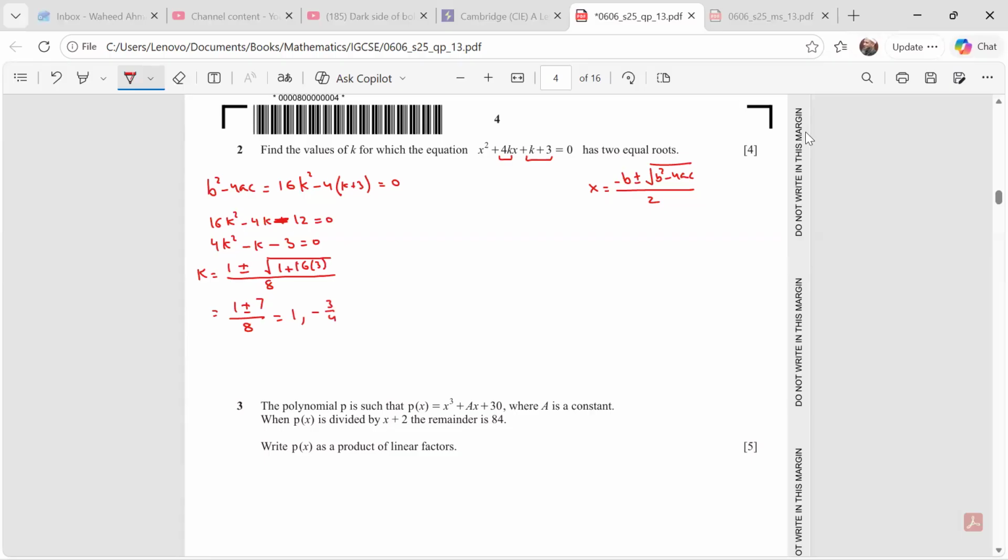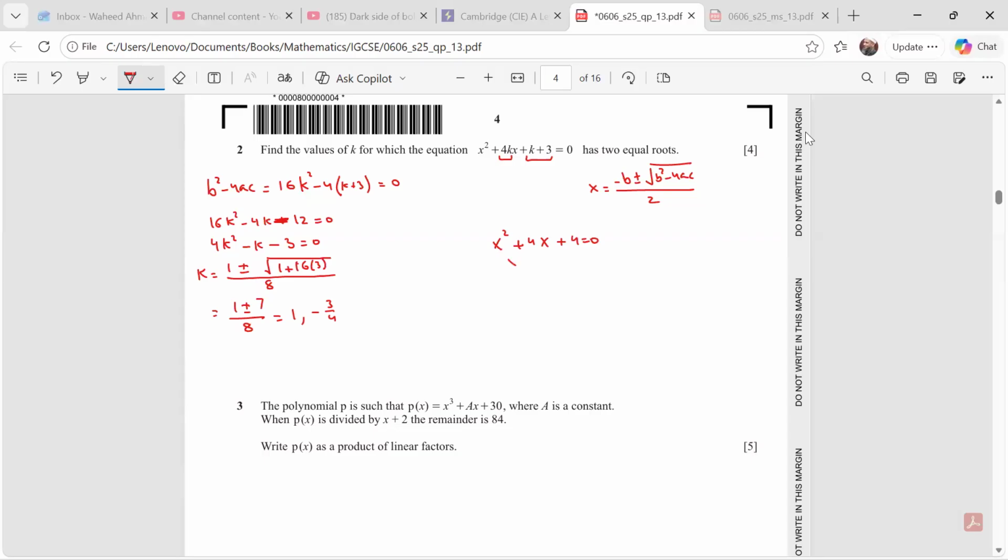So for these two values of k, this equation will have equal roots. Let's check. If k is equal to 1, my equation will become x squared plus 4k x plus 4 equal to 0.